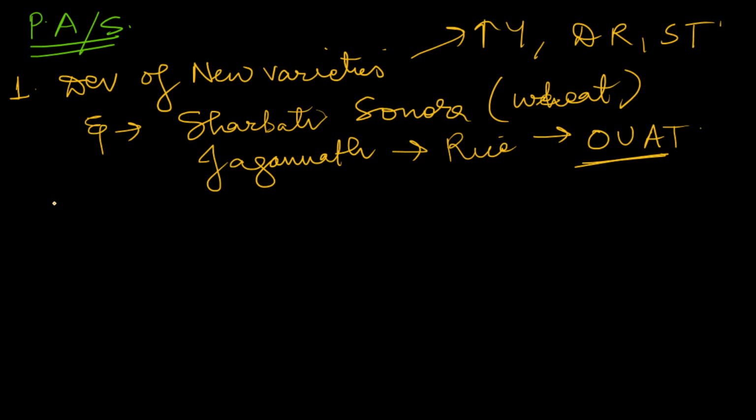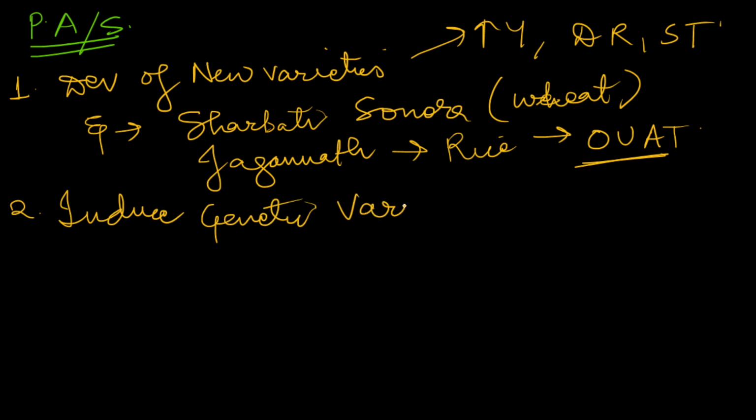Now, second, it can obviously induce genetic variability. As you see, most of the cereals are self-pollinated, so there is a lot of homozygosity in them. Due to mutation we can broaden the genetic base, which can help in further breeding programs.